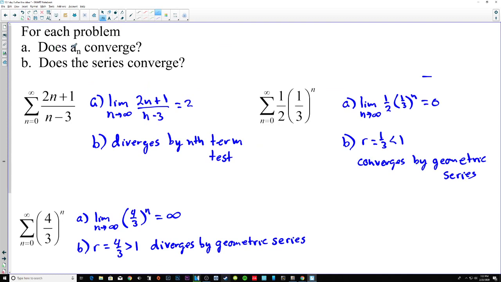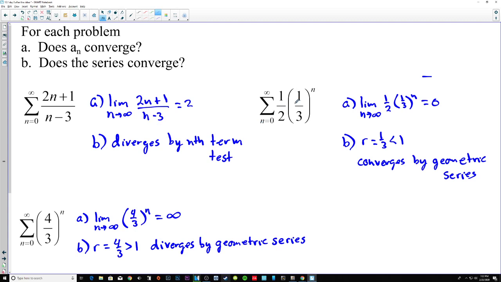For each problem, does a sub n converge, and does the series converge? So for this one, if we do the limit as n approaches infinity of the nth term here, it's 2. So the terms are converging. They are converging to 2. But since the terms are not converging to 0, we can say diverges by the nth term test.